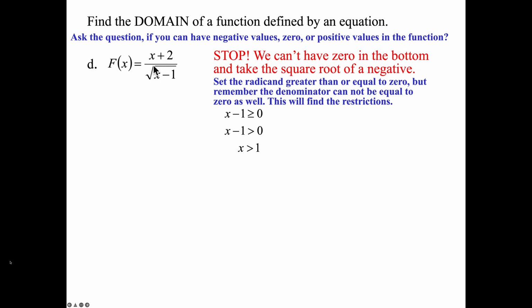So this is a great trick question the author likes to throw at us. He's checking to see who is going to leave the equal to line underneath the greater than symbol. And when you write your domain in interval notation, who's going to put a bracket around the 1 and who's going to have the parentheses. All right, so please take note.